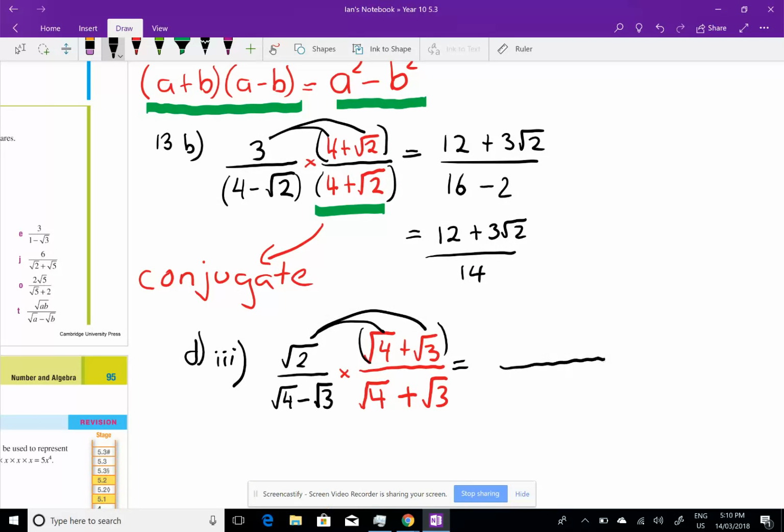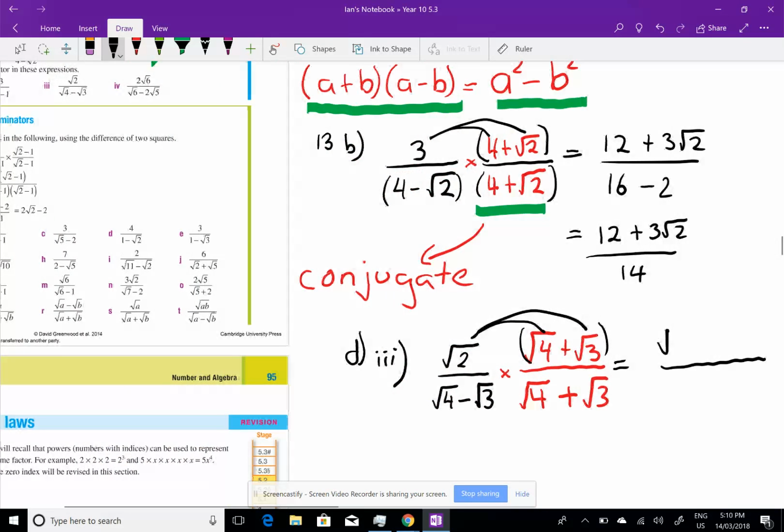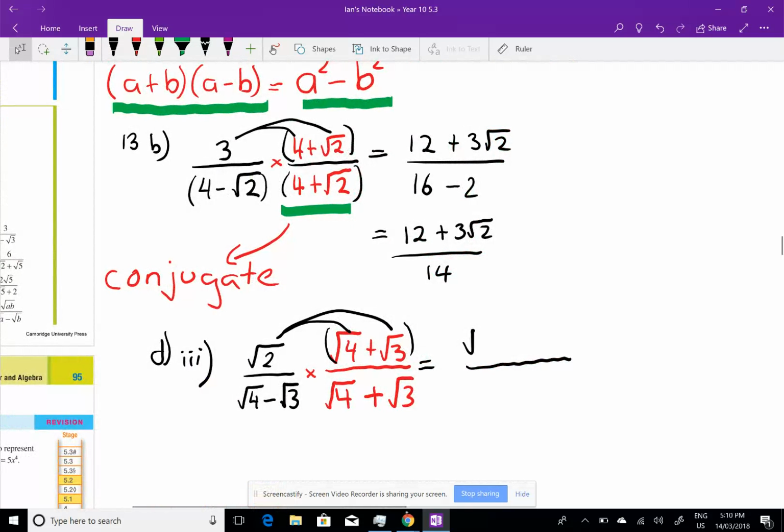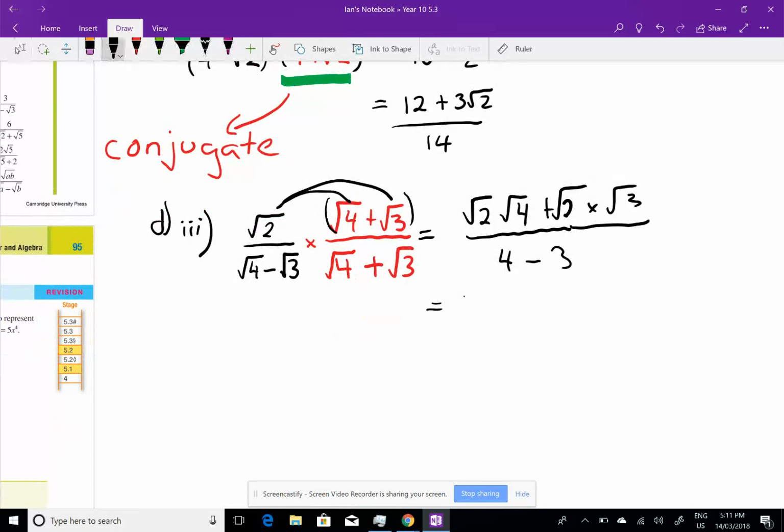So on the numerator, I get root... why have I got root 4? Root 4 is just 2. I'll leave it like that. I get root 2 times root 4 plus root 2 times root 3. And I'll get root 4 squared, that's 4, minus root 3 squared, well that's 3. On the top, well root 4 is 2, so I get 2 root 2.